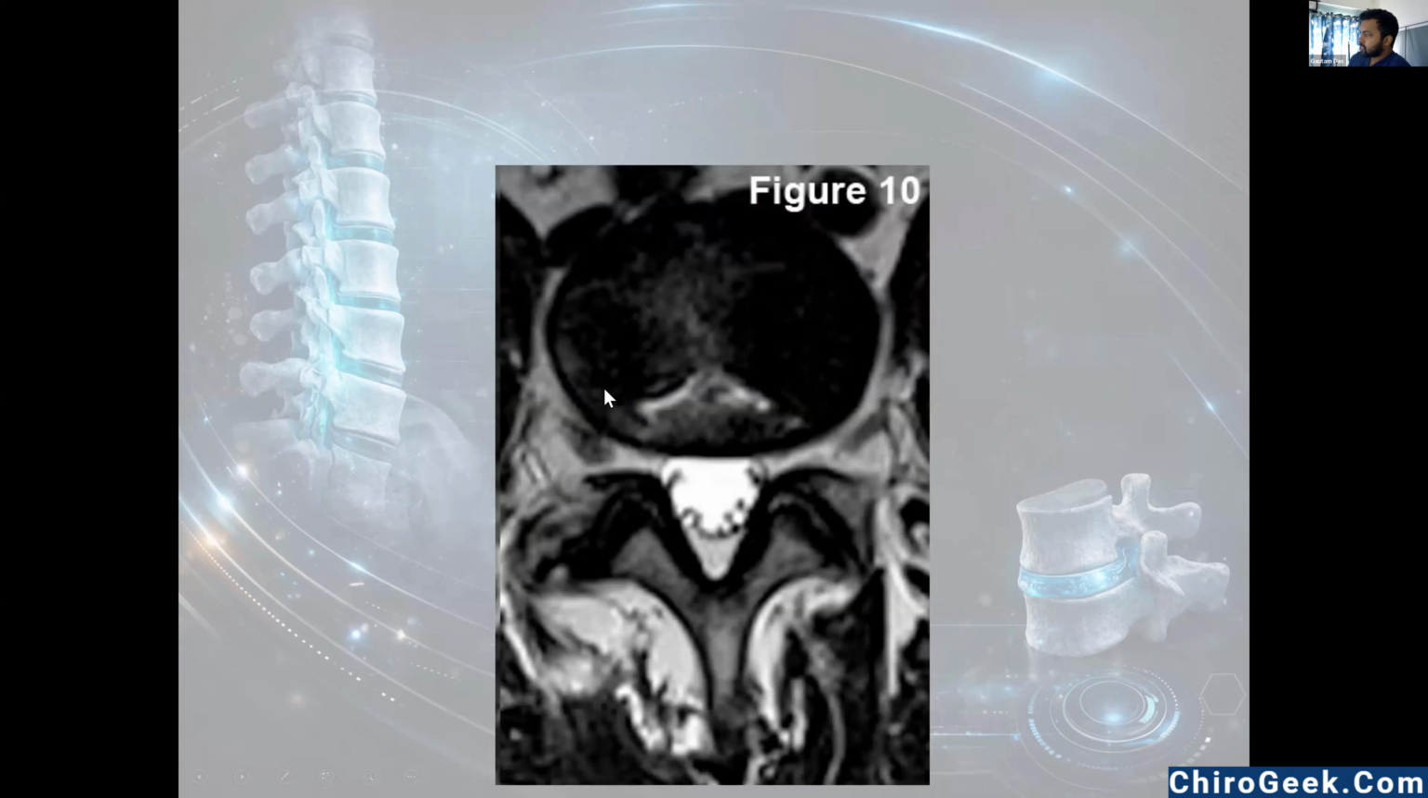And here you can see a large annular tear bilaterally. A little bit of bulge has happened, but the content of the disc is not leaked yet. So this is also one of the important signs in annular tear, where we are seeing a HIZ in an axial cut.